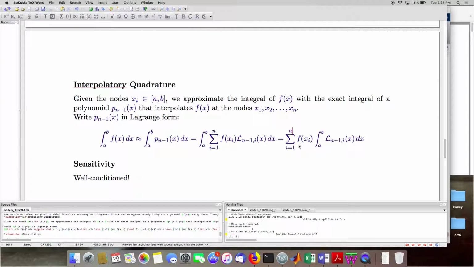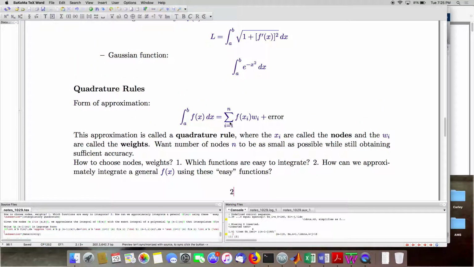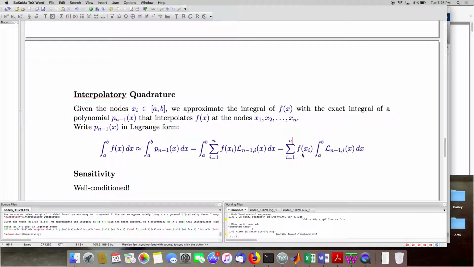Now, if I compare this to the form of a quadrature rule that I put earlier, what do we have? Sum from i equals 1 to n, f of x_i times w_i. Well, now we go back down here. Sum from i equals 1 to n, f of x_i times this mess. But that's a constant. That's the weight.